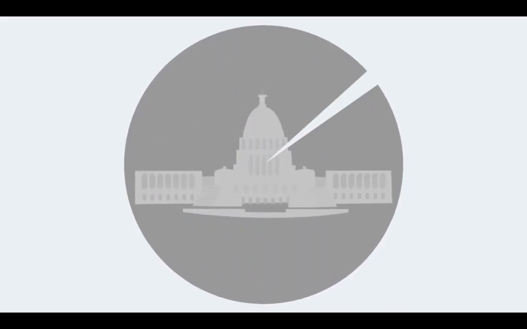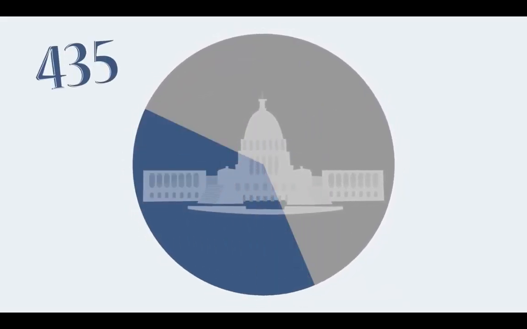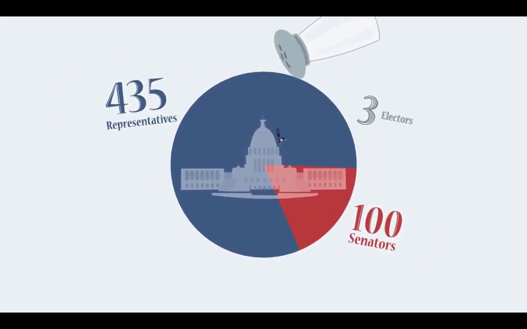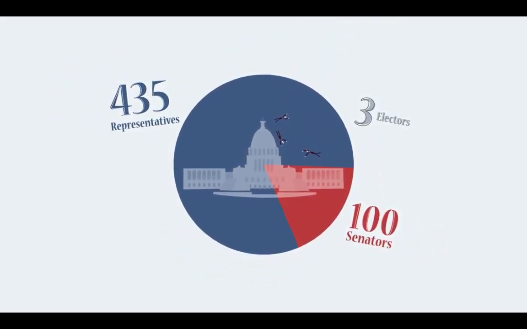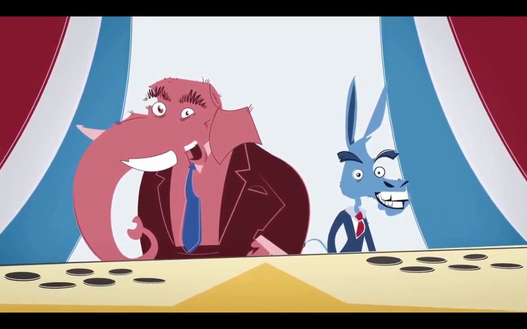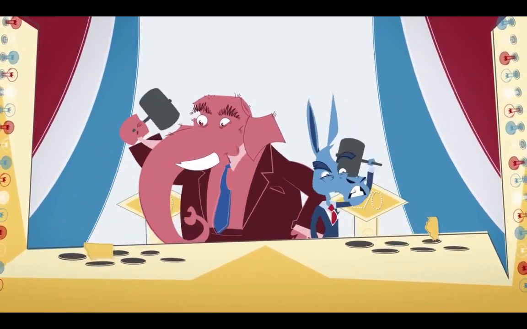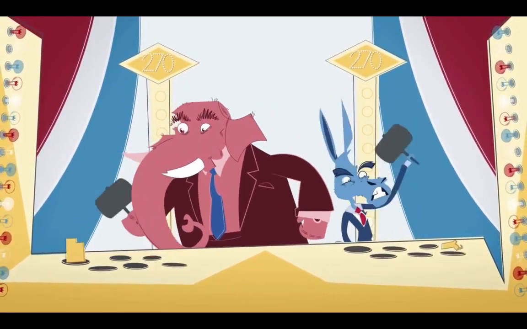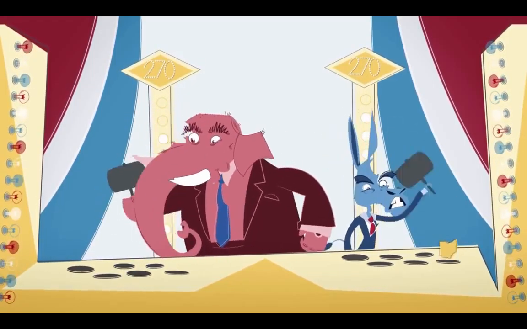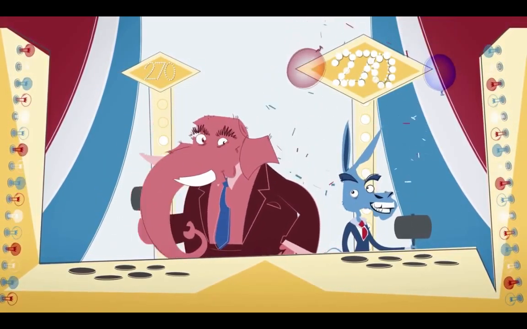Well, the number of electors is equal to the total voting membership of the United States Congress, 435 representatives plus 100 senators and 3 electors from the District of Columbia. Essentially, the Democratic candidate and Republican candidate are each trying to add up the electors in every state so that they surpass 270 electoral votes, or just over half of 538 votes, and win the presidency.